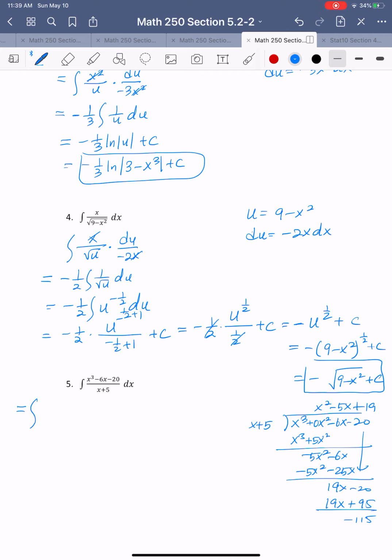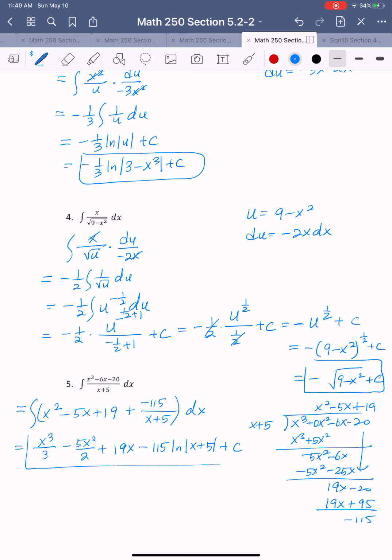So this problem is the same as the integral of x squared minus 5x plus 19 plus negative 115 over x plus 5 dx. Now I'm going to integrate individually. So x cubed over 3 minus 5x squared over 2, plus 19x, and minus 115 times, with u equal to x plus 5, ln of the absolute value of x plus 5, plus c. Okay, that's all. All right, for the next one.